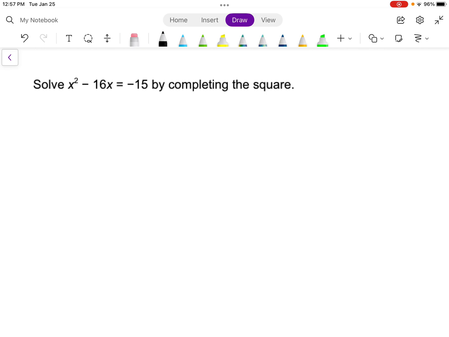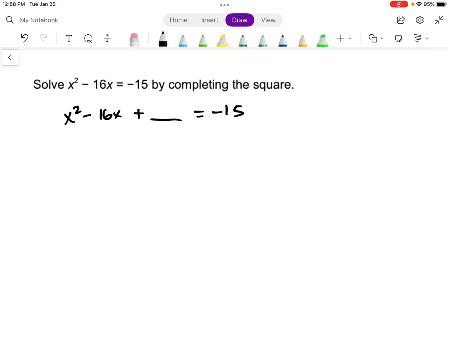All right, so we're going to start just by adding that 15 over. Oh, just kidding. Sorry, for a minute there I blanked. If I were solving by factoring, we would add the 15 over. If I'm solving by completing the square, I want that 15 on the other side. My apologies. So we're going to leave it just like that, but rewrite it and leave a space there.